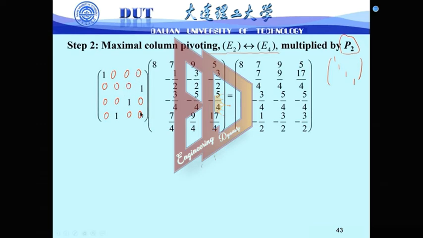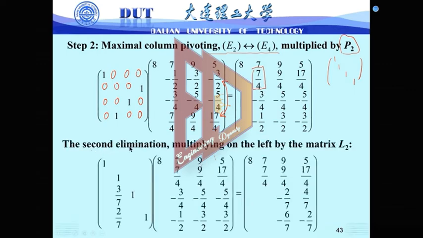We multiply this matrix by P2 from the left side, which interchanges the second row with the fourth row. So you see, this row moves to here: 7 over 4, 9 over 4, 17 over 4. And this row moves to here: minus 1 over 2, minus 3 over 2, minus 3 over 2. Clear? We obtain the new pivot, 7 over 4. Okay, again, the second elimination.